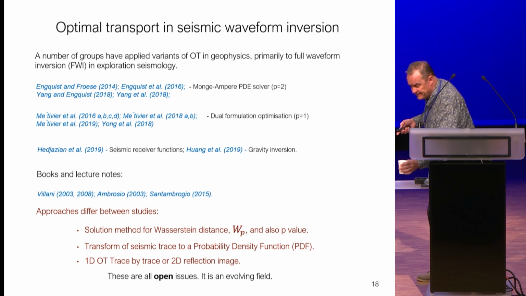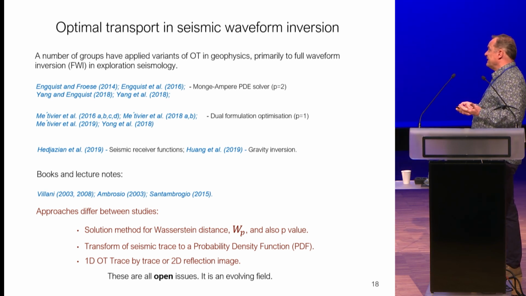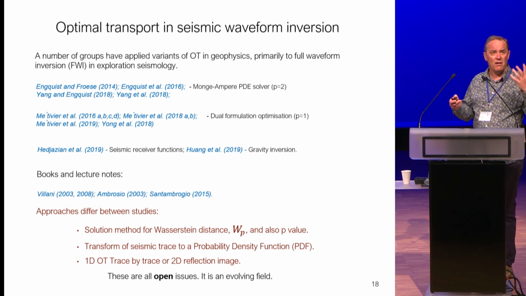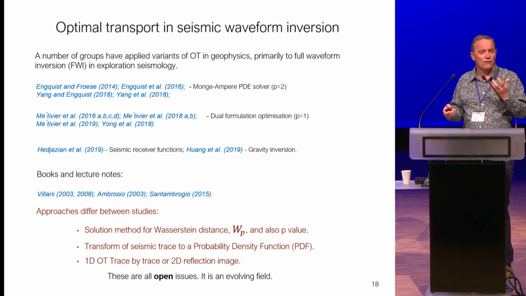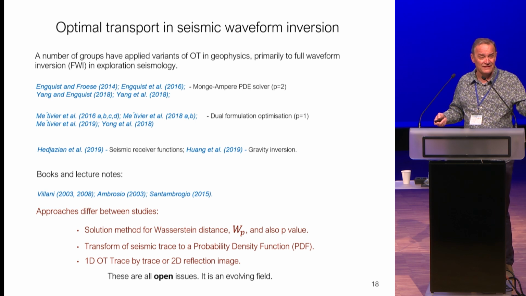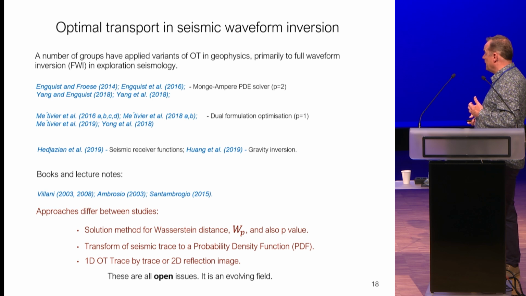Having said that, it's not a done deal. Between all these studies, the solution methods for the Wasserstein distance vary, and there are a number of different ones. It's all a question of fit for purpose, computational cost, whether you need derivatives of the Wasserstein distance, whether it's in 1D, 2D, or higher dimensions.